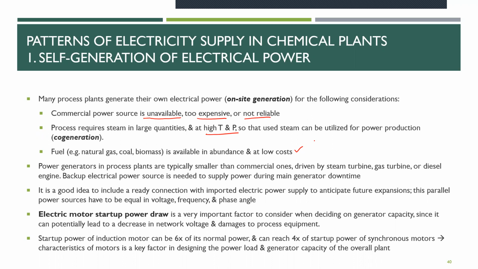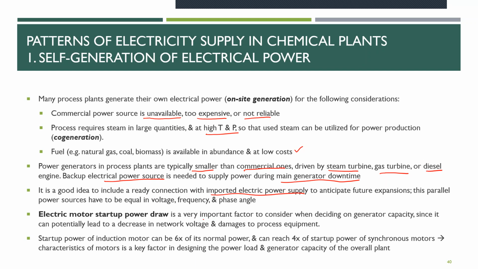Okay, so the power generators in process plants are typically smaller than the commercial ones, driven by either a steam turbine, gas turbine, or diesel engine. And industries commonly also need a backup electrical power source. This is a backup in case of emergency, or to supply power during the main generator downtime, because commonly we also have to do maintenance of the primary electrical power generators. So in this case, we need the backup electrical power to fulfill the demands of the chemical process in the industries. It is also a good idea to include ready connections with imported electrical power supply, in order to anticipate future expansions.